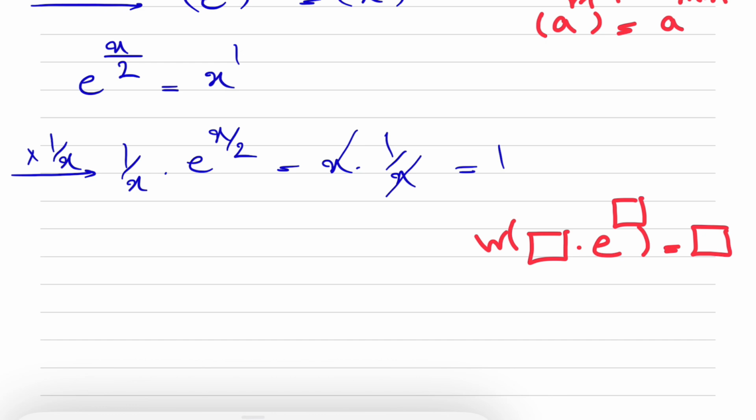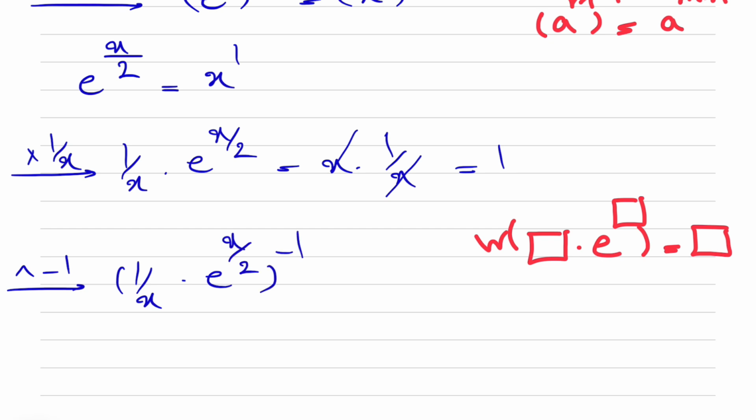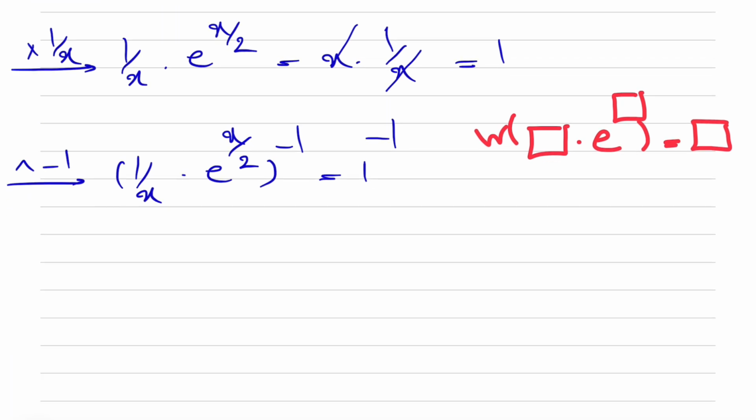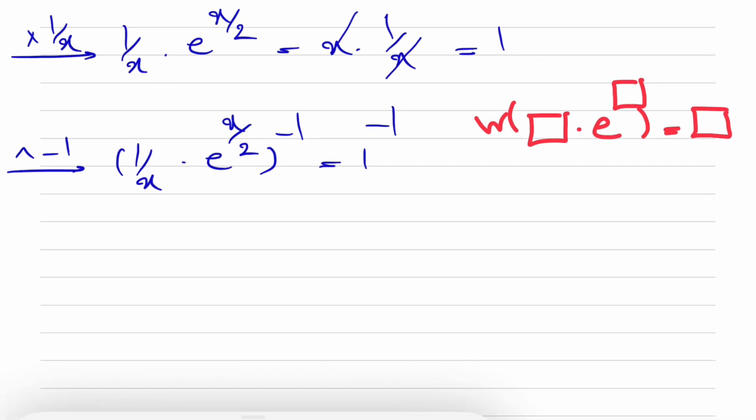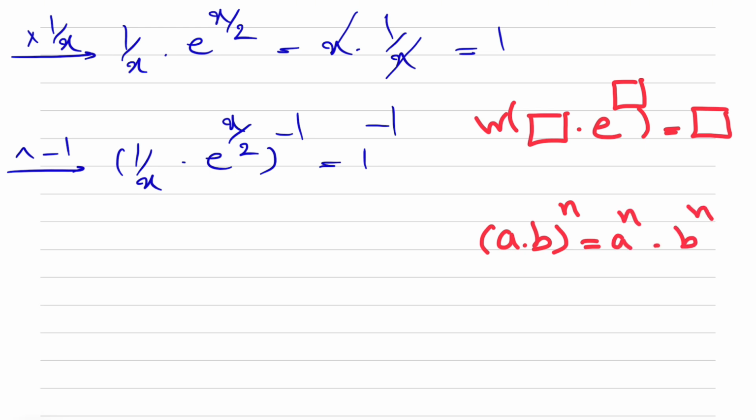So we're seeing that we're getting close to it. And here we're going to do the power of minus 1 on each side. So basically we have 1 over x times e to the power of x over 2, all to the power of minus 1, is equal to 1 to the power of minus 1. Right side, we know 1 to the power of any number is going to give us 1. And also we know when we have a times b to the power of n, this will be equal to a to the power of n times b to the power of n.